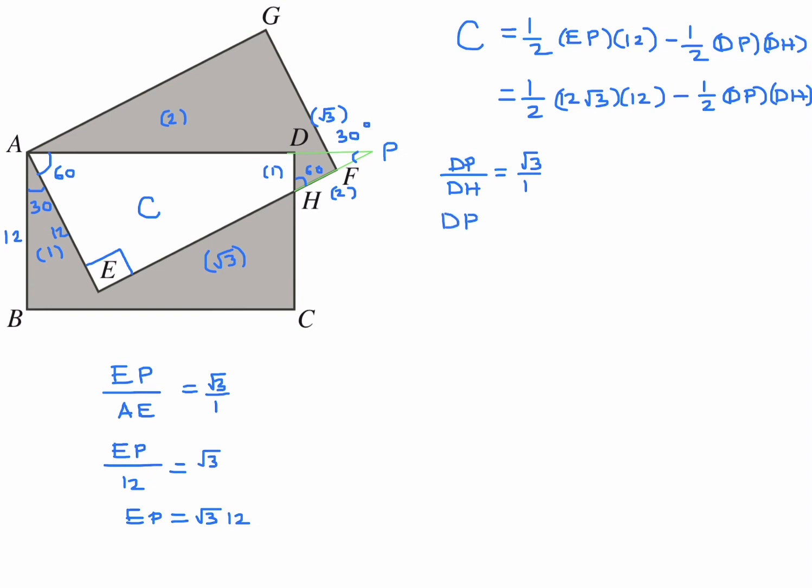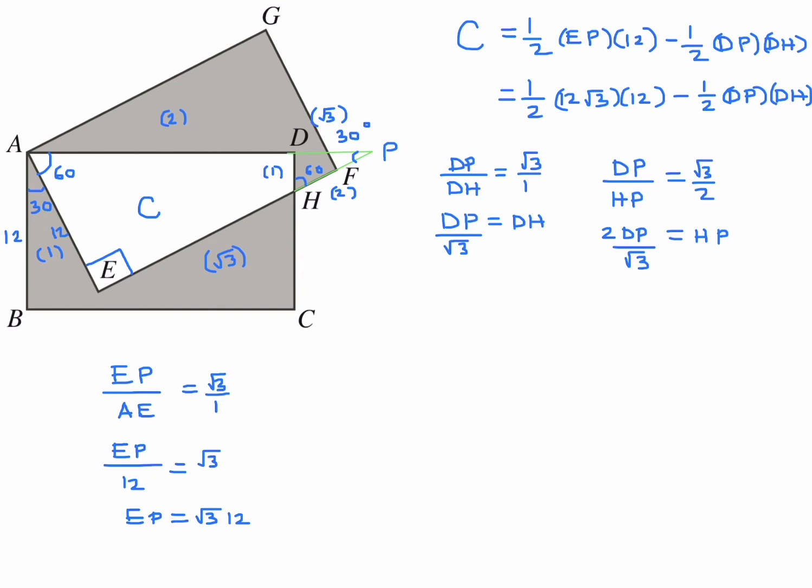So we can isolate for either variable. DH can be DP over √3. And in a very similar way, we can get a relationship between DP and HP with that same triangle. It's √3 over 2. So that means that HP is 2DP over √3.